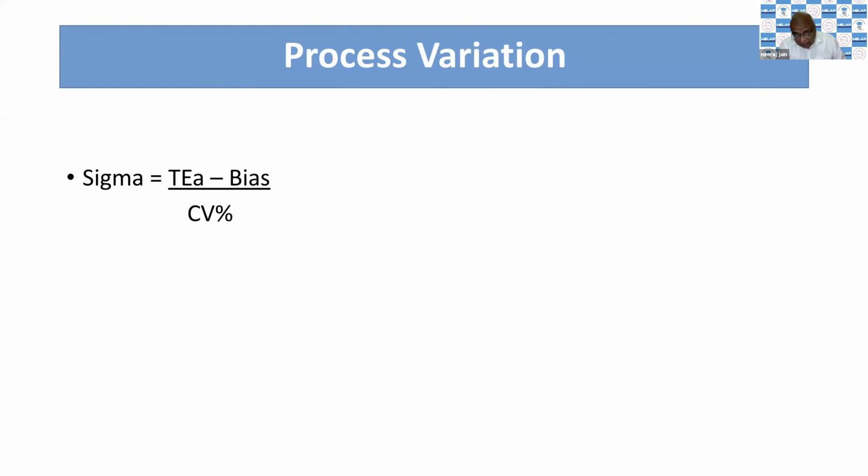There is another term that is called total error, TE, or total analytical error, that we calculate in our laboratory, that we will see afterwards. To calculate this 6 sigma, we subtract bias from the total error allowable, and this is divided by CV%. With this, we get sigma value for that analyte, which is including imprecision as well as bias.